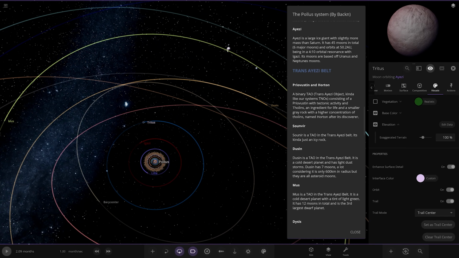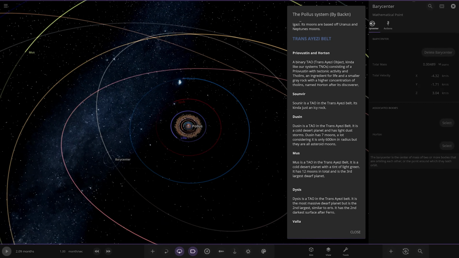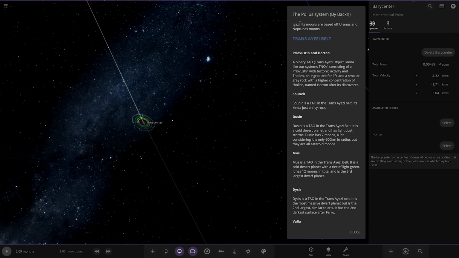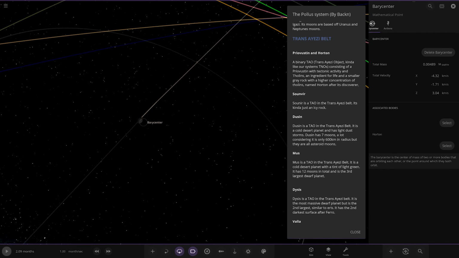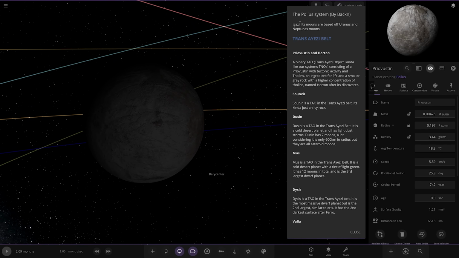Okay. Right, so now we have the Trans-Izy belt. So we're getting to the far out stuff now. We've got a barycenter here with two objects by the looks of things. What's going on here? So we've got Pryovustin and Horton, a binary trans-Izy object. Kind of like our system TNOs consisting of a Pryovustin, we take taunts actually, and Follins, an ingredient of life and smaller grey rock, and with a higher concentration of Follins named Horton after its discoverer.